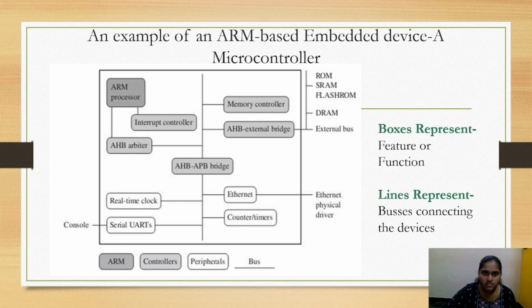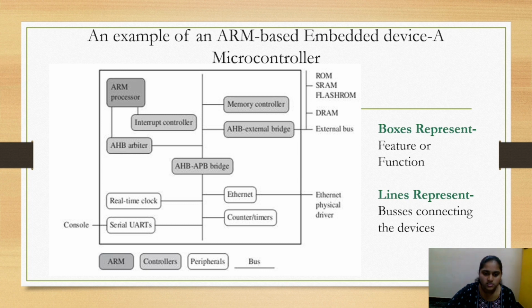Here is an example of an ARM-based embedded device, which is a microcontroller. In this figure, the boxes represent the feature or a function and the lines represent the buses connecting the devices. Here, the ARM processor is connected to the interrupt controller and the AHB arbiter. Here, AHB is nothing but Advanced High Performance Bus Arbiter. The real-time clock and serial UARTs are used. Memory controller is used because, as per the requirement, the memory used is either ROM, SRAM, flash ROM or DRAM.